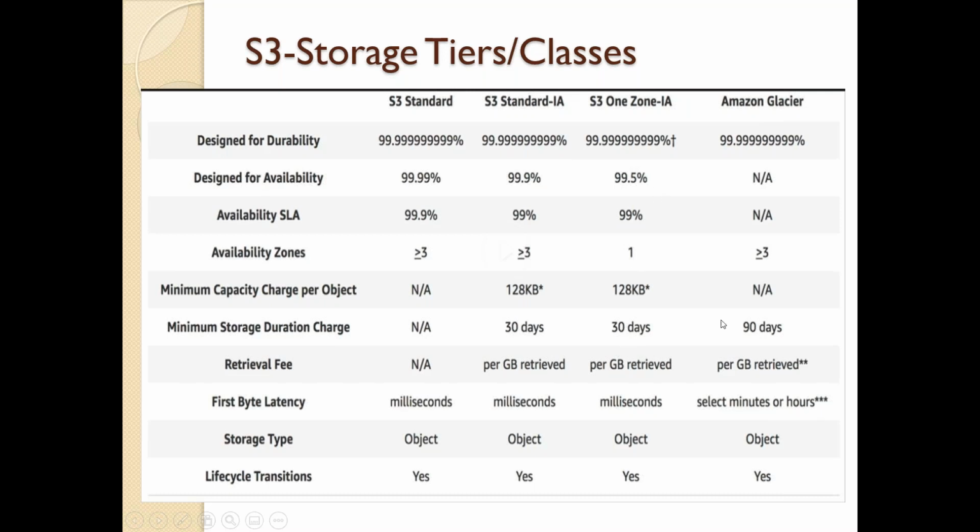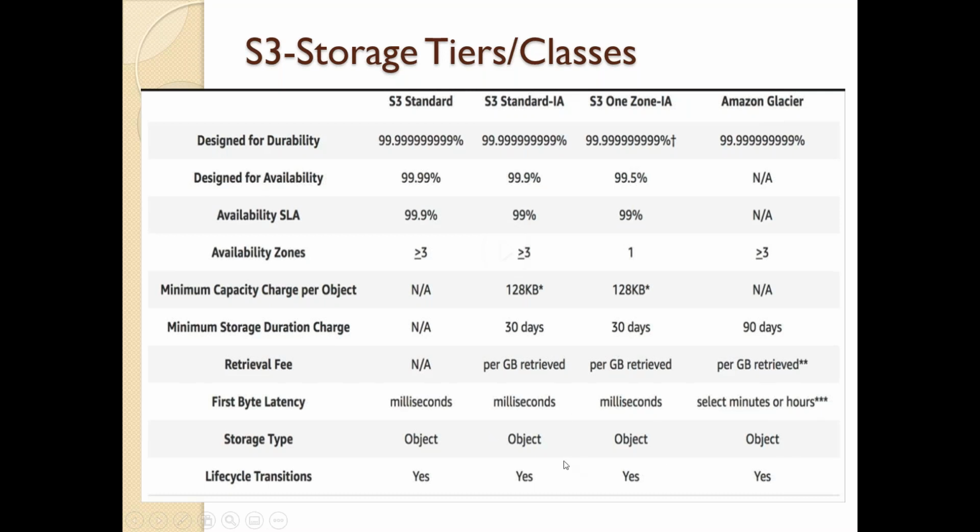Similarly for One Zone, and similarly for Glacier. If you place a document in Glacier for archiving for 5 days, you still have to pay for a minimum of 90 days. These are very small charges. Retrieval fee: there is no retrieval fee for Standard, but for the other three classes you need to pay a per-GB retrieval fee. First byte latency: how fast you can get the document, in milliseconds. All are in milliseconds, except Glacier, which will be in minutes or hours depending upon the type of retrieval that you do.